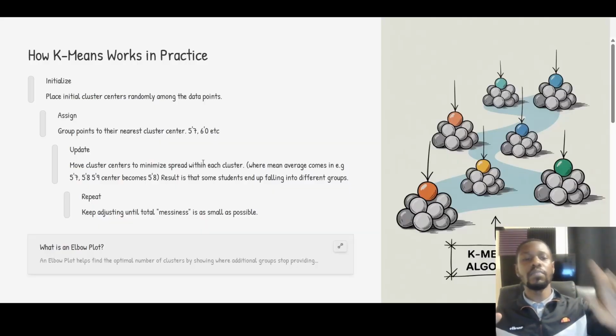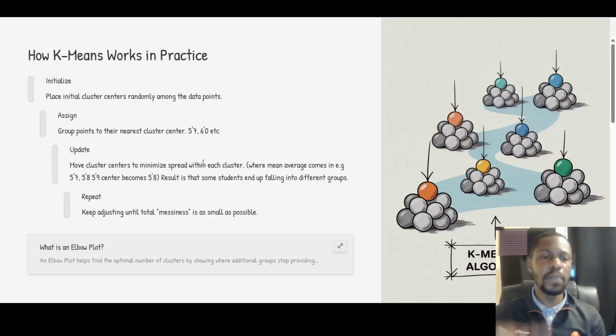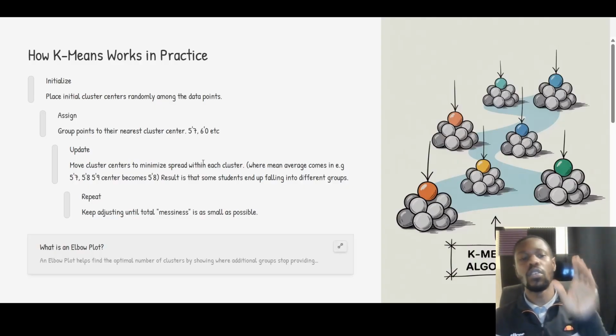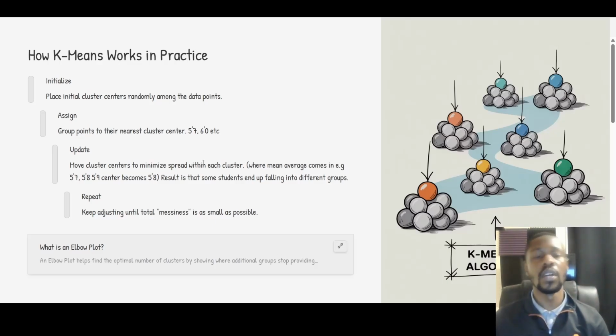So everyone in this scenario is falling into the 5'7" cluster. But as we're looking at the data, we've got 3 people in this group, 5'7", 5'8", 5'9". And so using mean averaging, we add up all the numbers together, and we divide by the number of data points. So 5'7", 5'8", and 5'9". The middle one becomes 5'8". That becomes the average height of all the people within that group. So our new center becomes 5'8".